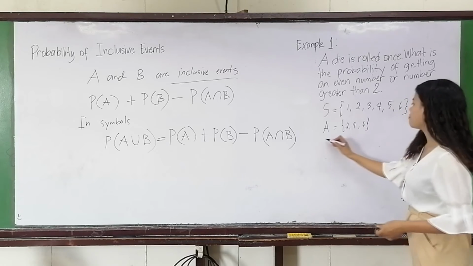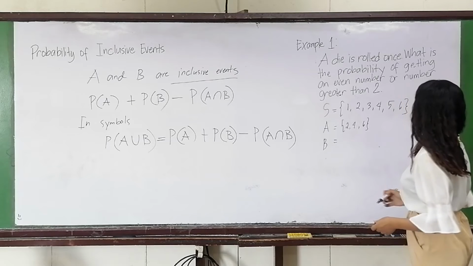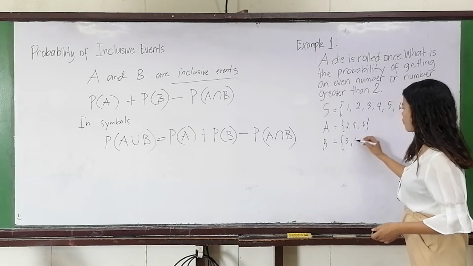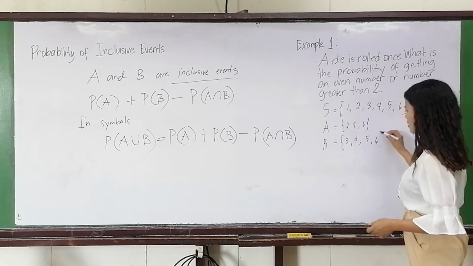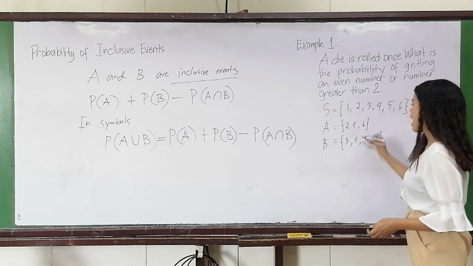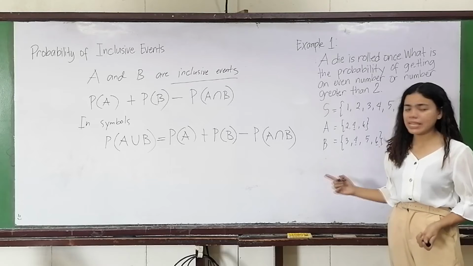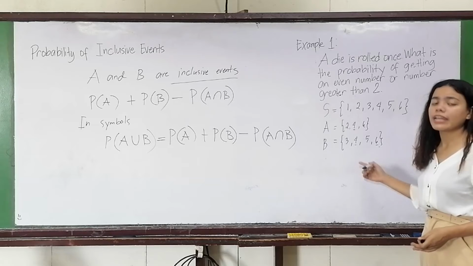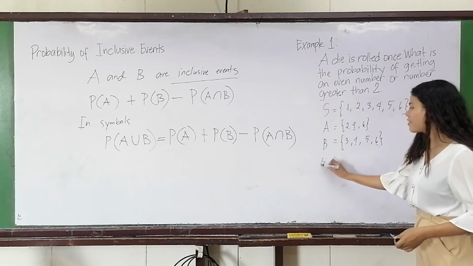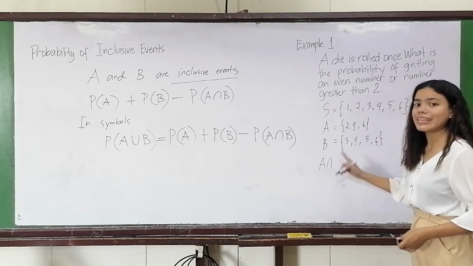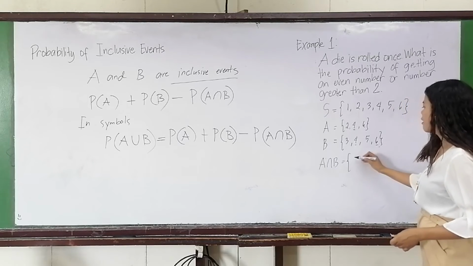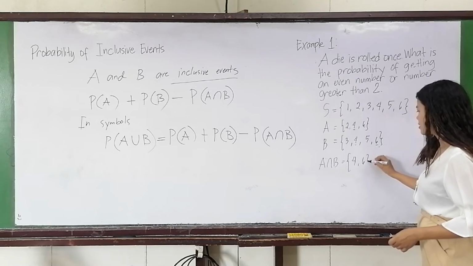And then we let B be the event of getting a number that is greater than 2. So we have 3, 4, 5, and 6. Notice that we have common outcomes for A and B. Hence, this tells us that these are inclusive events. Therefore, we have A intersection B, and the outcomes would be 4 and 6.